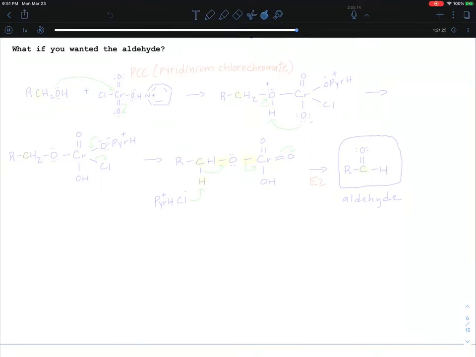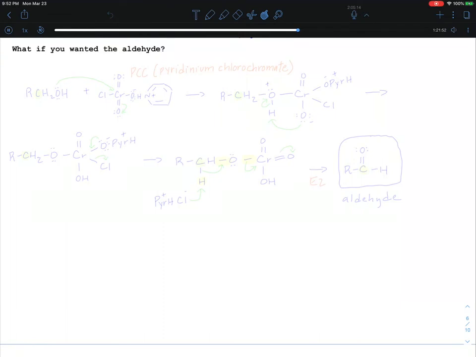Let's go through and show a couple of these mechanisms. You don't have to memorize these mechanisms. I just want you to have an appreciation for, number one, the elegance of these proposed pathways. Also, I could tell you that the water makes a difference, but it would be nice if you could actually see why.